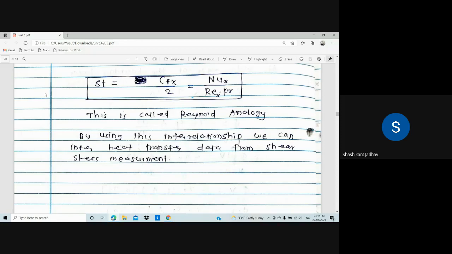And write on the next line, by using this interrelationship, we can infer heat transfer data from shear stress measurement.